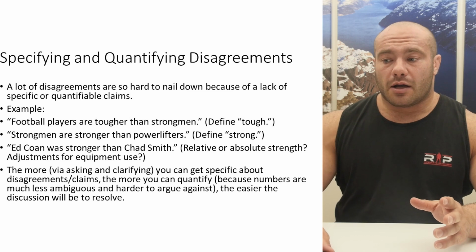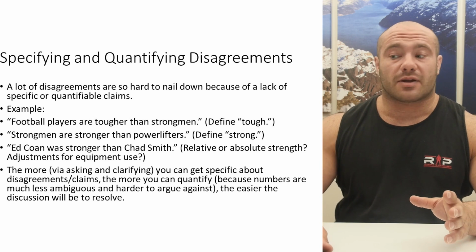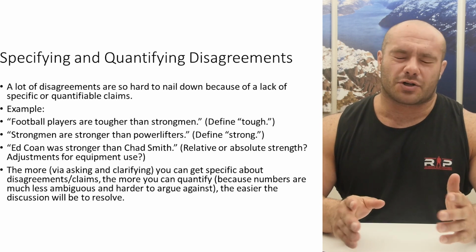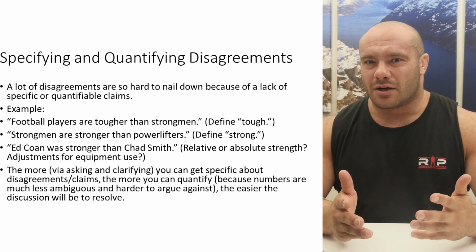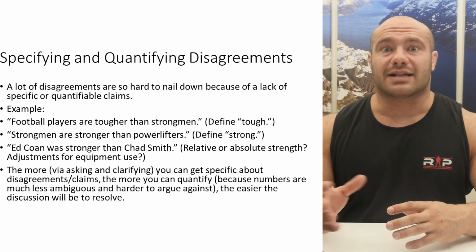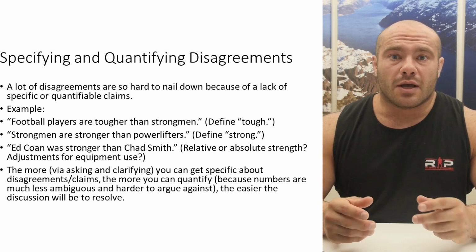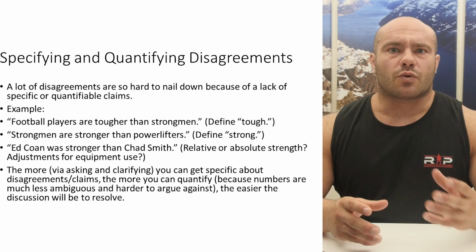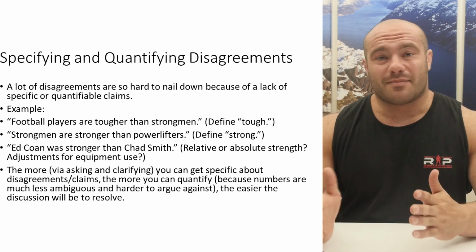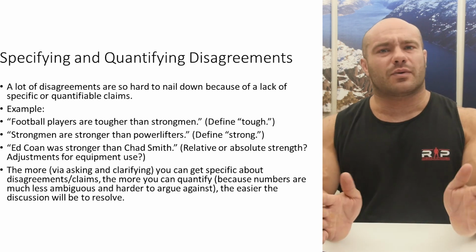Here's another one. Ed Coan was stronger than Chad Wesley Smith, powerlifter, right? Are we talking about relative or absolute strength? Relative strength for sure. Absolute strength, probably not, right? Depending on which numbers you use. Are there adjustments for equipment use? Most of Ed Coan's meets were done on some kind of equipment. Most of Chad Wesley Smith's meets, or all of them, I think, have been done with no powerlifting equipment whatsoever. And what lifts are we talking about? Who squatted more, who benched more, who deadlifted more? This kind of stuff matters, right? So when you even compare individual lifters in an individual sport, and you say who's stronger, it's by no means clear what it is you're talking about.